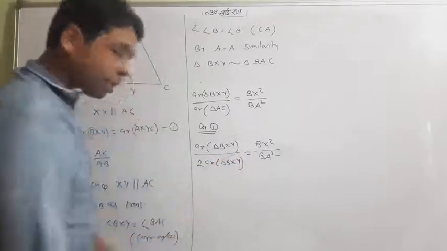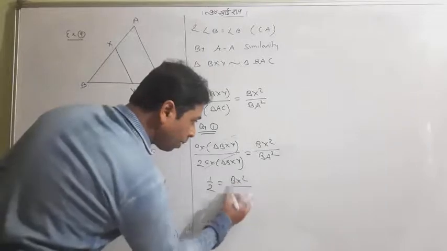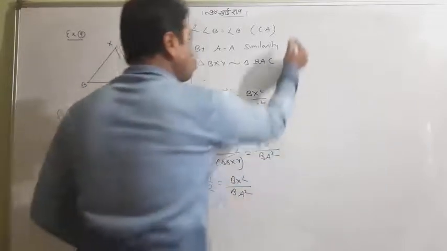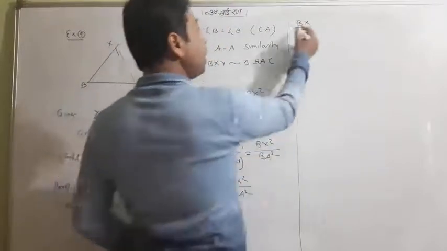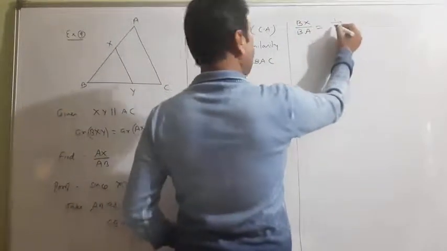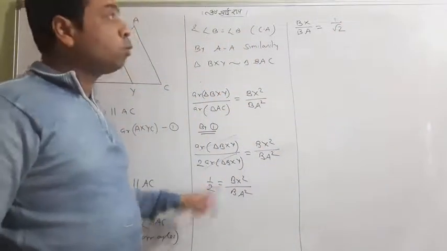These two sections are same, so it cancelled. So it's 1 by 2 now, BX square upon BA square. Take a square root both sides. So I would have BX upon BA is equal to 1 by root 2. Square root of 1 is 1, and of 2 is root 2.